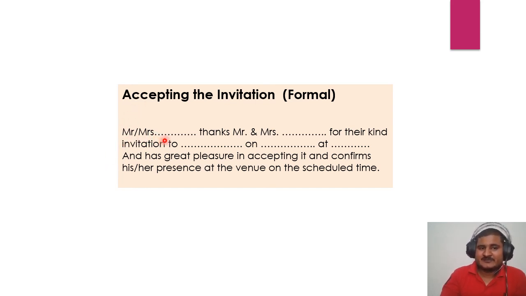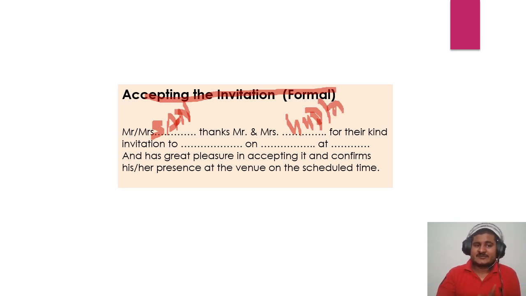You can write here Mr. and Mrs. and then your name. Okay, Mr. and Mrs., your name. Suppose I am accepting this formal invitation, so I will write Mr. and Mrs. Sanjay Sinha. Mr. and Mrs. Sanjay Sinha, thanks Mr. and Mrs. Gupta. Why? Because Rekha and Gautam Gupta have invited me, right?